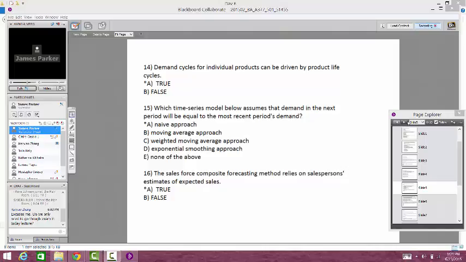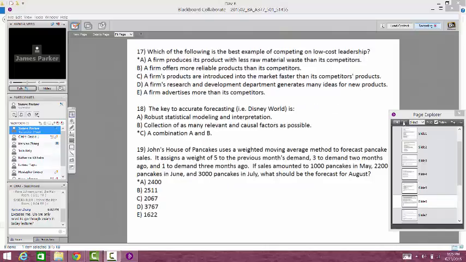Salesforce Composite relies on the salesperson's estimate. So again, make sure that data is valid, that there's not some sort of incentive going on that would perhaps cause a salesperson to either over or underestimate. That might be a source of error. Following best example of competing in low-cost leadership: less raw material waste than its competitors. So again, companies will talk about going green, which is a great thing, but a company that is not green, that has a lot of waste, that waste is typically product that is being squandered.